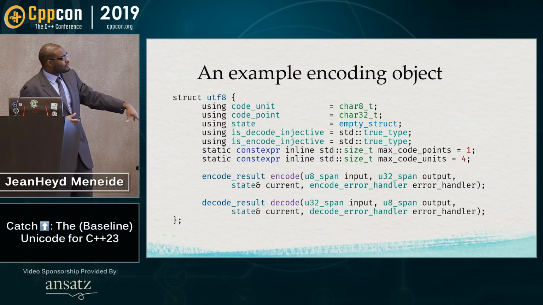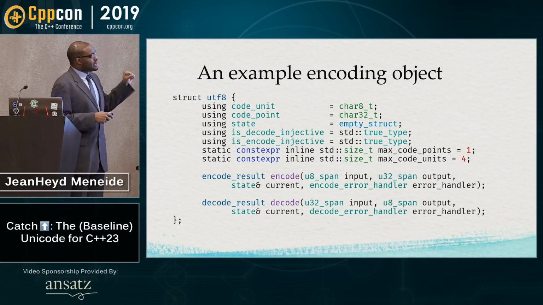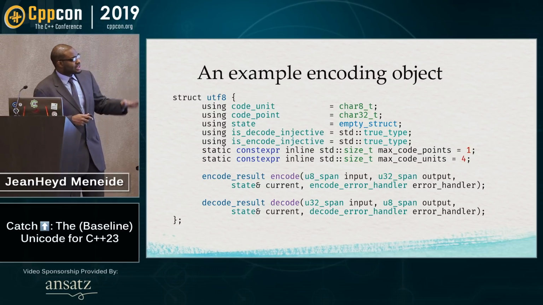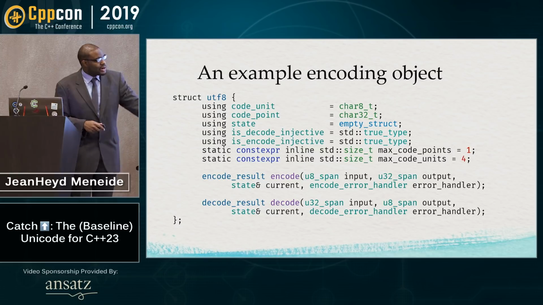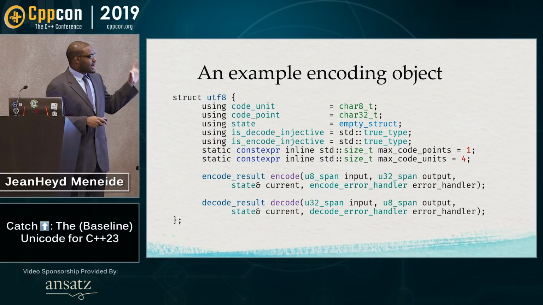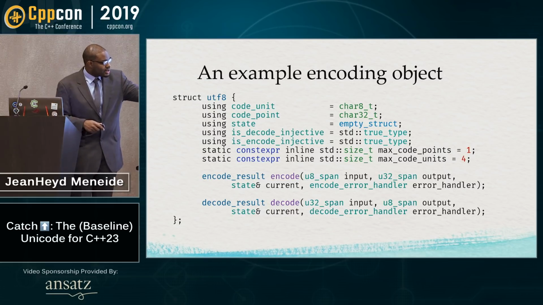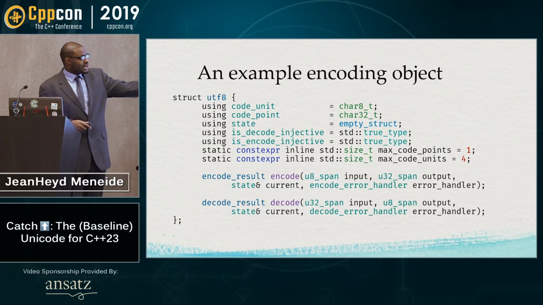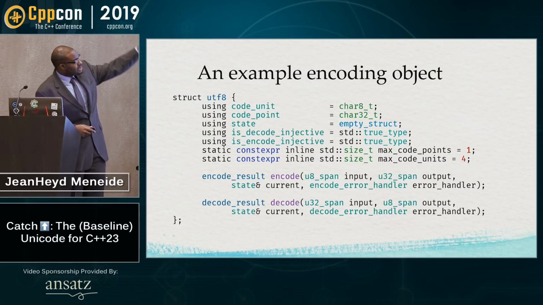full nitty-gritty details of an encoding algorithm with all the necessary members. And so the idea here is that you have an encode function which takes an input, an output, the current state that you have, and an error handler. We also have a decode function which takes a decode result, takes the u32 span, u8 span output, you have the state, and you have an error handler. Then there's all these typedefs at the top and some of these other things.